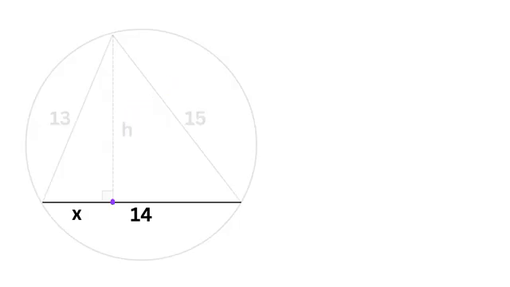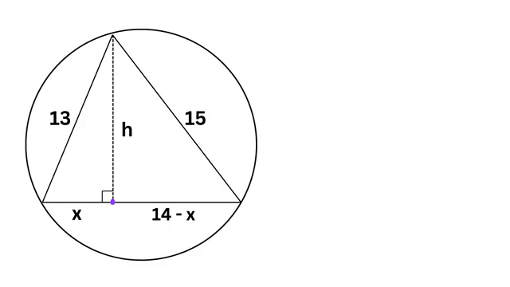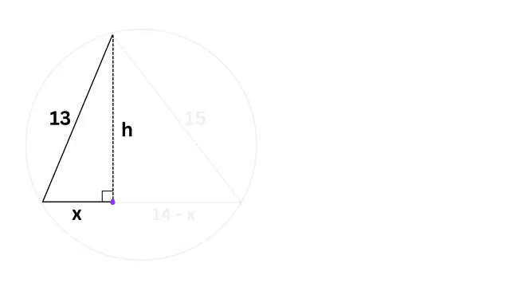Now we already know that the total base is 14 units long. Since this is x, that means the remaining part must be 14 minus x, right? Okay, now focus on this small right triangle. This triangle has sides x, h, and 13, where 13 is the hypotenuse. By using the famous Pythagoras theorem, we can write h square plus x square equals 13 square, right? 13 square gives us 169. So we can rearrange this to get h square equals 169 minus x square.